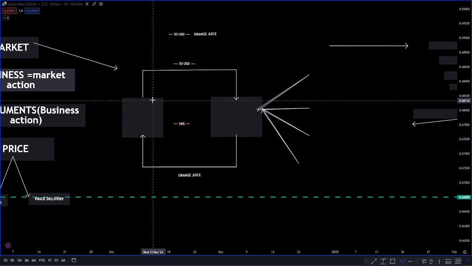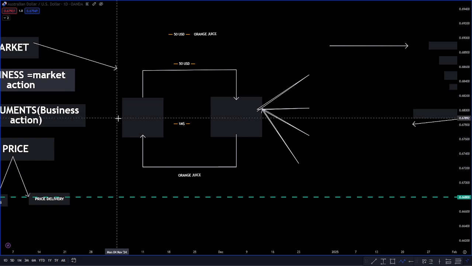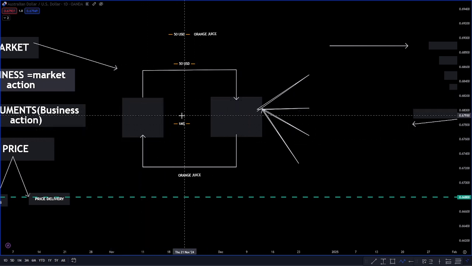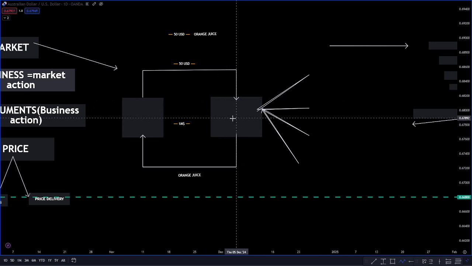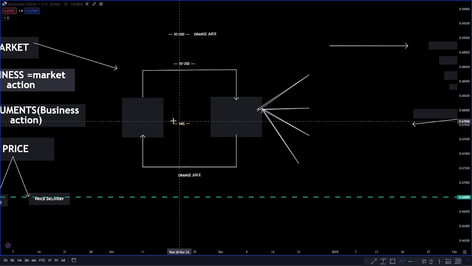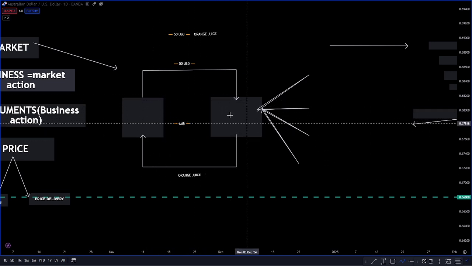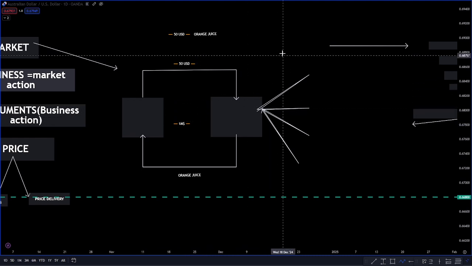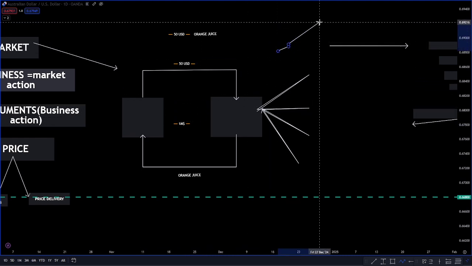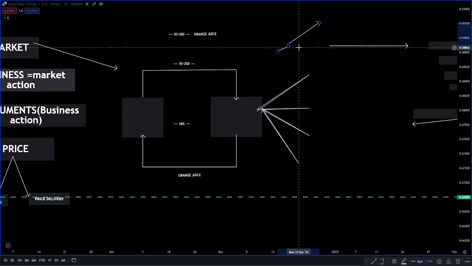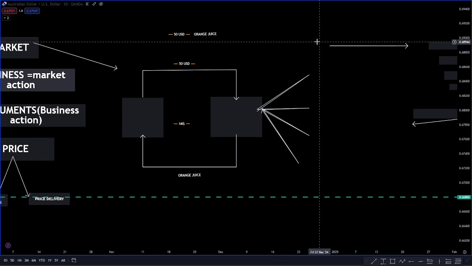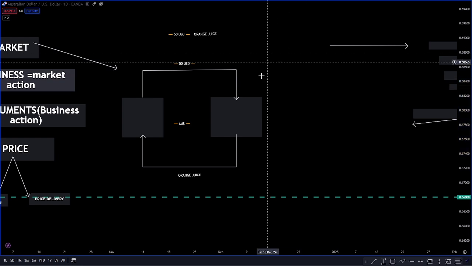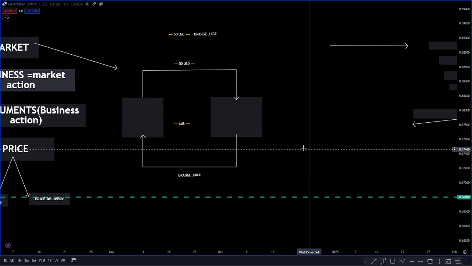So you see, the volume comes into here and it's registered. The volume comes into here and it's registered. So now how do we know which of these has the largest volume? This is where the market business model comes into play. That's why the market business model is supreme, the supremacy of the market business model over every other thing.